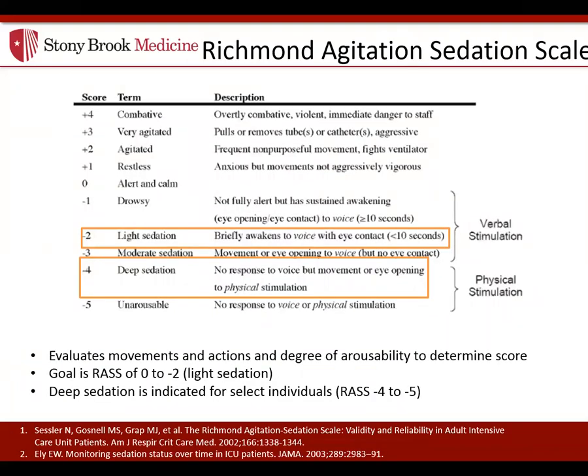And then the Richmond Agitation Sedation Scale, which is referred to as the RASS, this is the most commonly used sedation scale, has high reliability and validity in all types of patients, if they're ventilated or non-ventilated, sedated or non-sedated. It ranges from a -5 to a 4, with the higher numbers reflecting greater levels of agitation and lower numbers reflecting greater levels of sedation. So it's much more descriptive than the previous scale. And our goal typically is light sedation, which is a -2. But for some patients, if we want to aim for deeper sedation, we would aim for a -4.